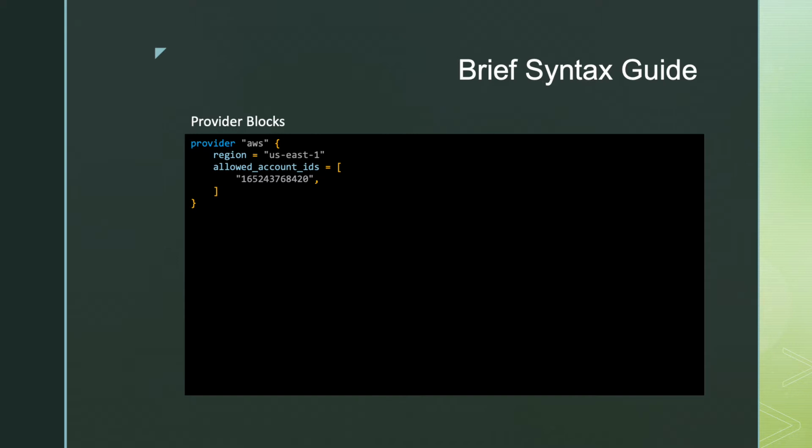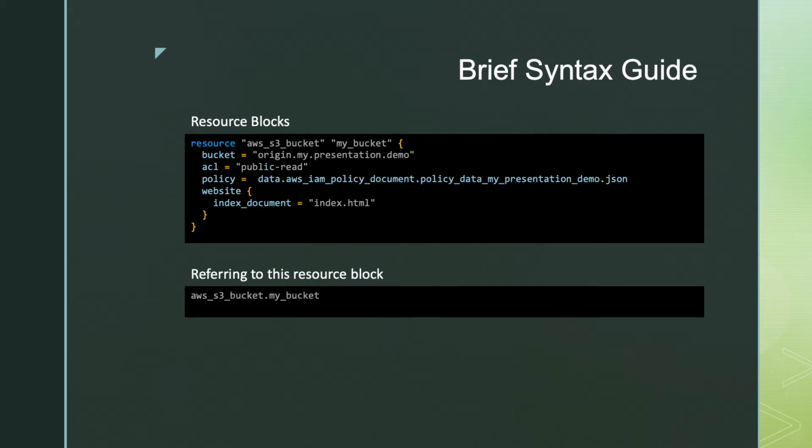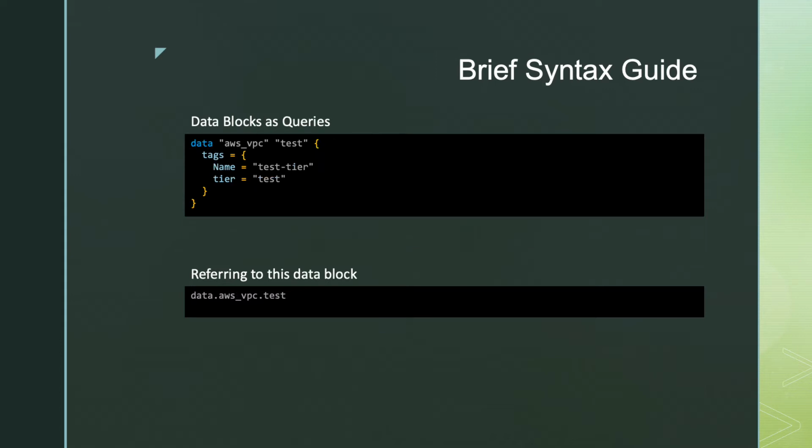This block also has a list of allowed account IDs that this plan can be applied to, which provides a safety measure if you're working with more than one AWS account. We looked at this type of block a moment ago. Resource blocks create and manage components, this one being an S3 bucket named origin.my.presentation.demo, and referred to as my bucket. If you need to refer to this bucket in another part of the plan to connect it to something else, you'd use the notation of aws_s3_bucket.mybucket.